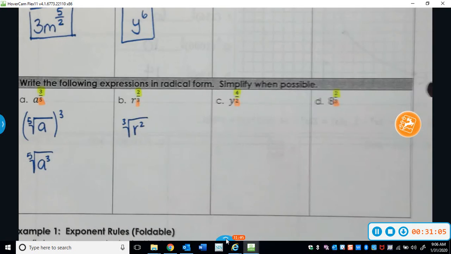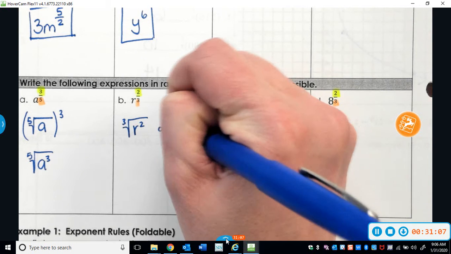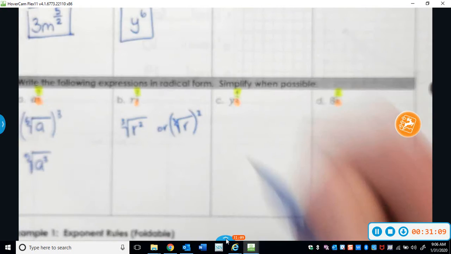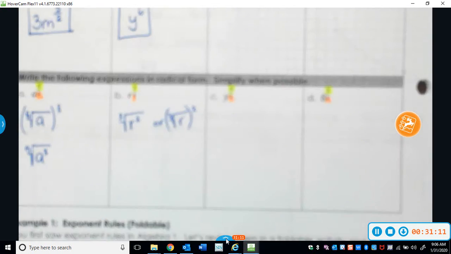Good. So that would be correct, or you could write it as the cube root of r, and then the whole thing squared. Either one of those would be right. Well done. Good.